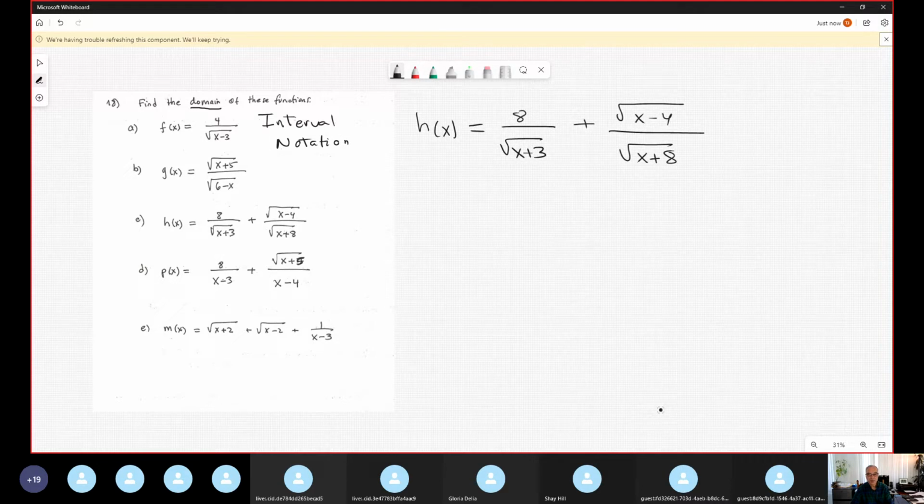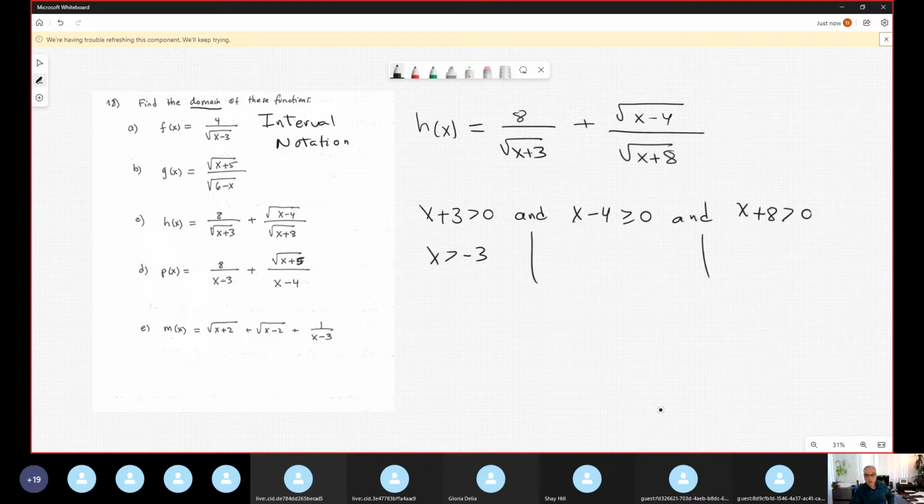Now you copy the restrictions. The first restriction I see is x plus 3 must be positive. And x minus 4 must be non-negative because it's in the top. And x plus 8 must be positive. In this case we have a compound inequality, but this compound contains 3 pieces. And you solve it one by one. The first one is x greater than minus 3. The second is x greater than or equal to 4. And the last one is x greater than minus 8.